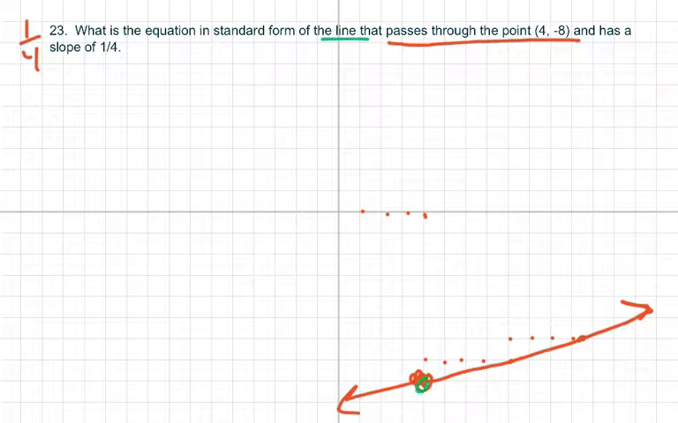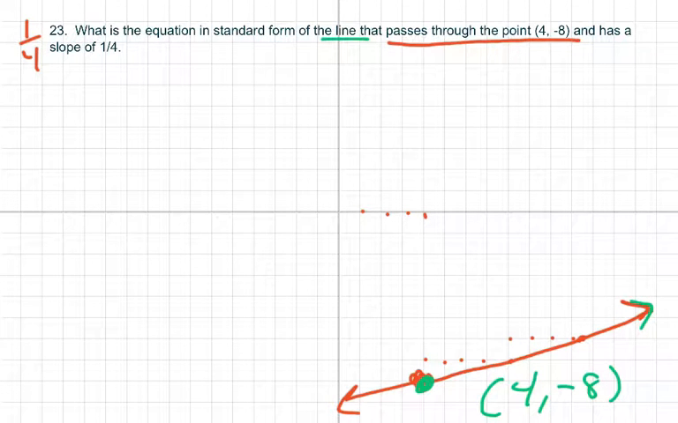It's passing through this point here, which is 4, -8. So we already know the slope is 1/4, and we just need to find the y-intercept, and then write it in standard form. So we're going to write this in y equals mx plus b. We already know the slope is 1/4.